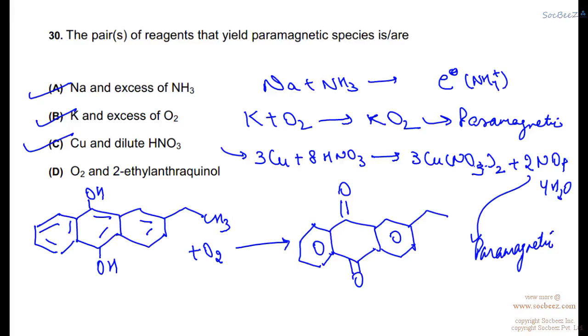This bond will look here. Okay, so if you draw all the double bonds, the bonds will look like this. Okay, so here, this species H2O2 is released as a byproduct, and H2O2 is diamagnetic. So therefore option D is not the correct option. The correct options are option A, option B, and option C.